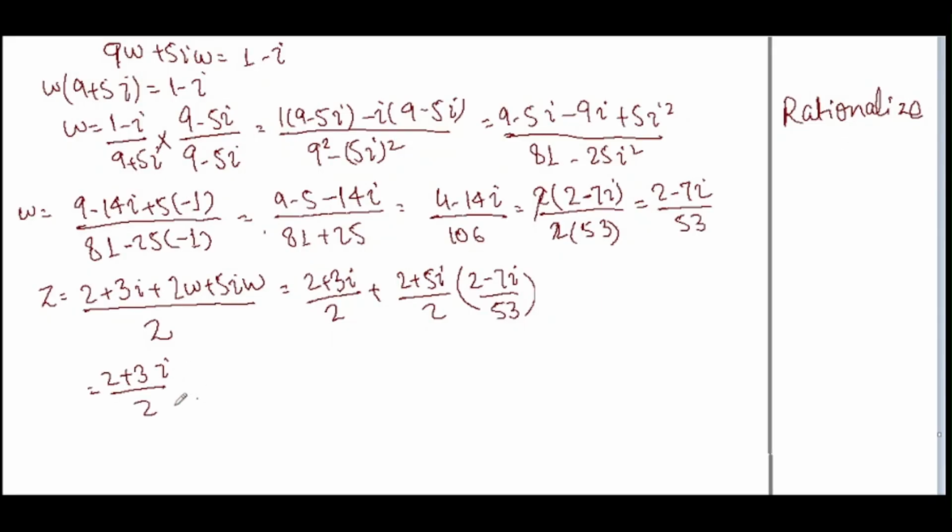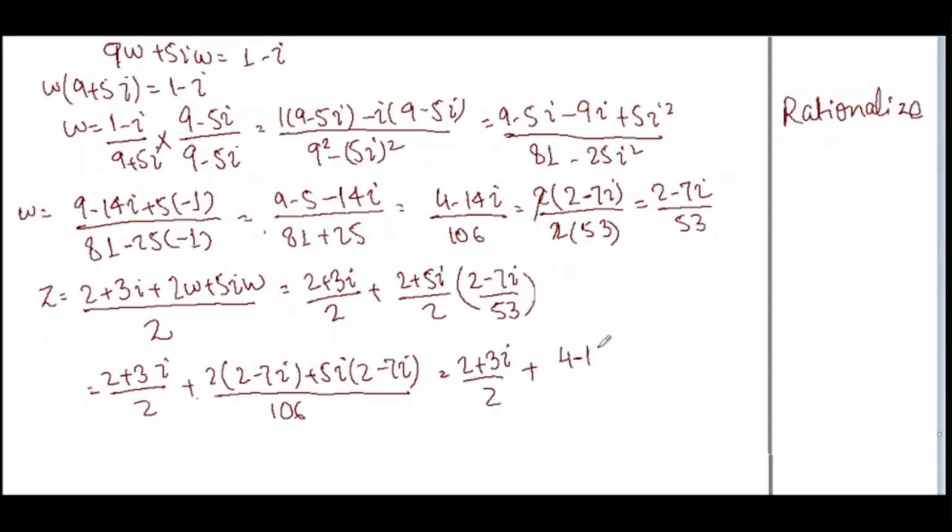We get 2 plus 3 iota whole divided by 2 plus 2 into, now we are going to multiply these two complex numbers, so we get 2 into 2 minus 7 iota plus 5 iota into 2 minus 7 iota, whole divided by 2 into 53, which is 106. So now 2 plus 3 iota whole divided by 2 is written as it is, plus 4 minus 14 iota plus 10 iota minus 5 sevens are 35 iota square, whole divided by 106.